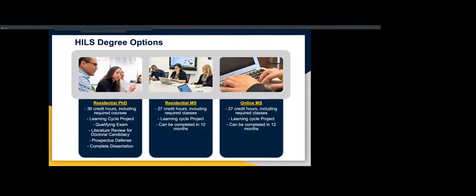And we graduated our first PhD students in 2020, who have all gone on to very, very important postdoctoral experiences. However, over the course of time that we've been offering HILS residential degrees, the need emerged to grow our MS offerings to include an online master's degree as well. So I'm going to turn over the program to Dr. Karen Stahlberg. She's the current director of HILS Online, and she's going to describe the online MS in more detail.